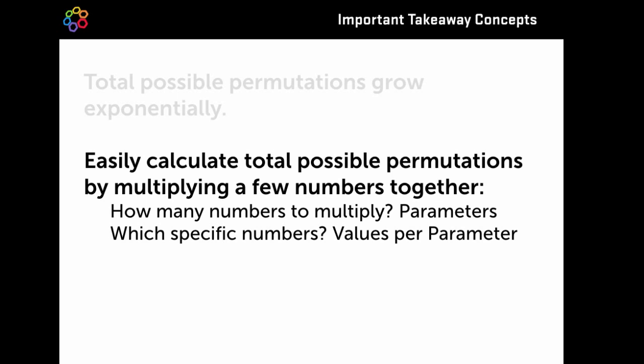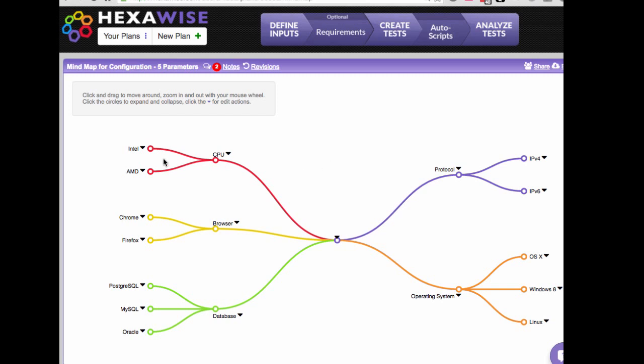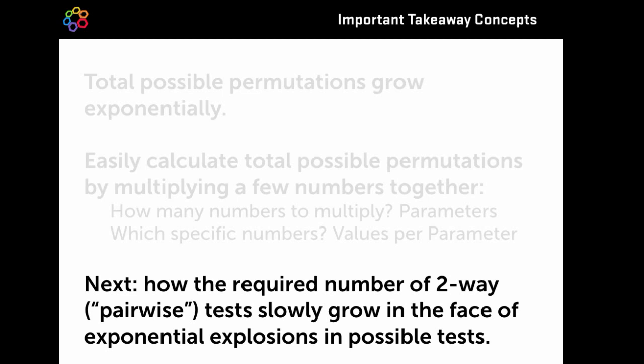In the first example, we multiplied 3 times 3 times 3 9 times because there are 9 parameters. Each parameter had 3 values. In this second example, we multiplied 2 times 2 times 3 times 2 times 3 to get a total possible number of permutations of 72. Next, we'll look at how the required number of two-way solutions, or pairwise tests, grows very, very differently in the face of these exponential explosions in possible tests.